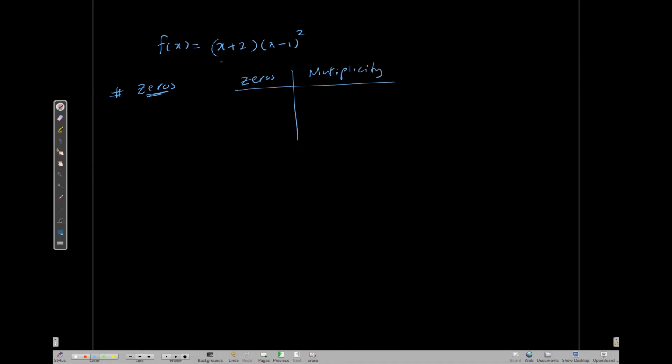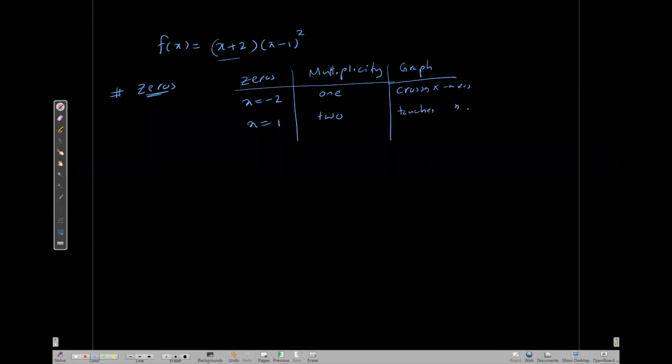Now zeros, from here we have x equals negative 2, and the other place we have x equals positive 1. And the multiplicity here is 1 and here 2. Because of that, we know the graph here crosses the x-axis, and here touches and crosses the x-axis.